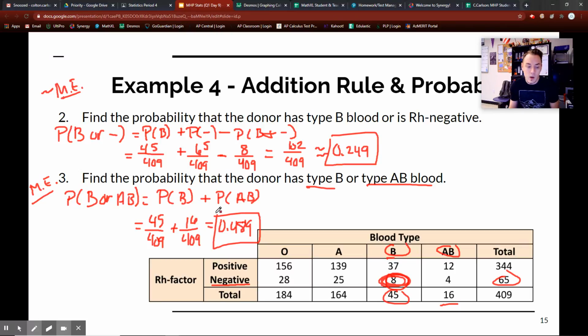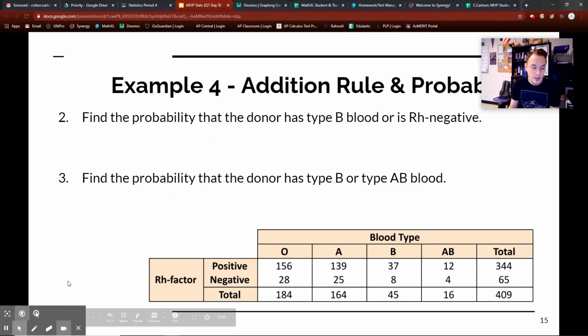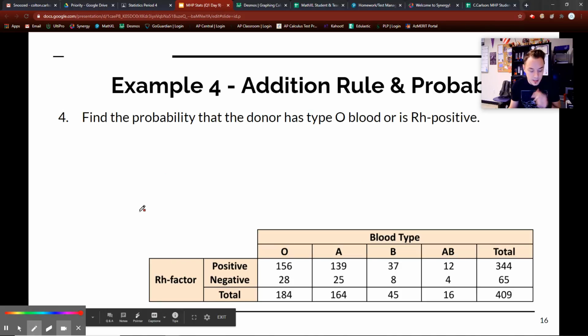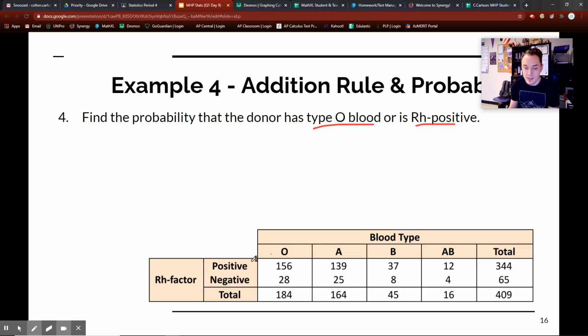Okay, let's get through one more part, and then this will be our finishing one. The probability that the donor has O blood or Rh positive. There is an overlap here, so it is not mutually exclusive, which means I'm going to use this formula: O blood or positive is the probability of O plus the probability of positive, minus my overlap, the probability of O and positive.